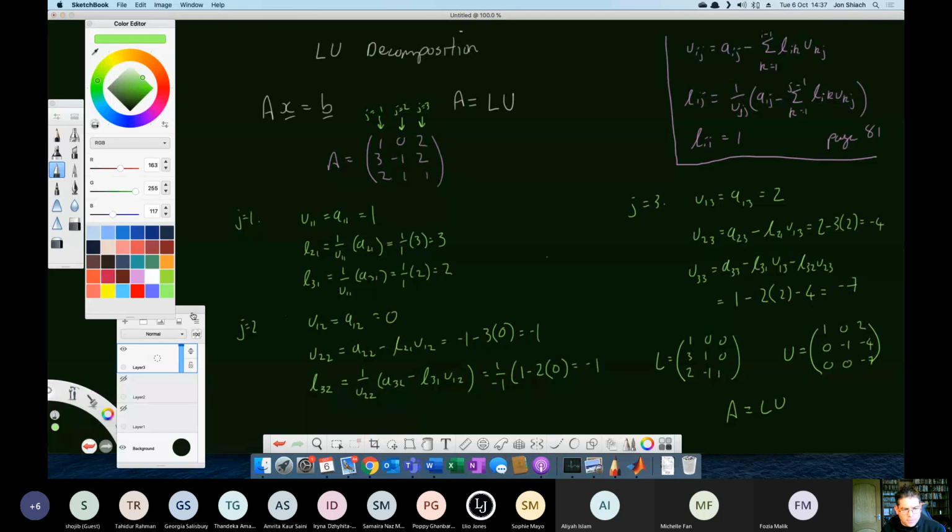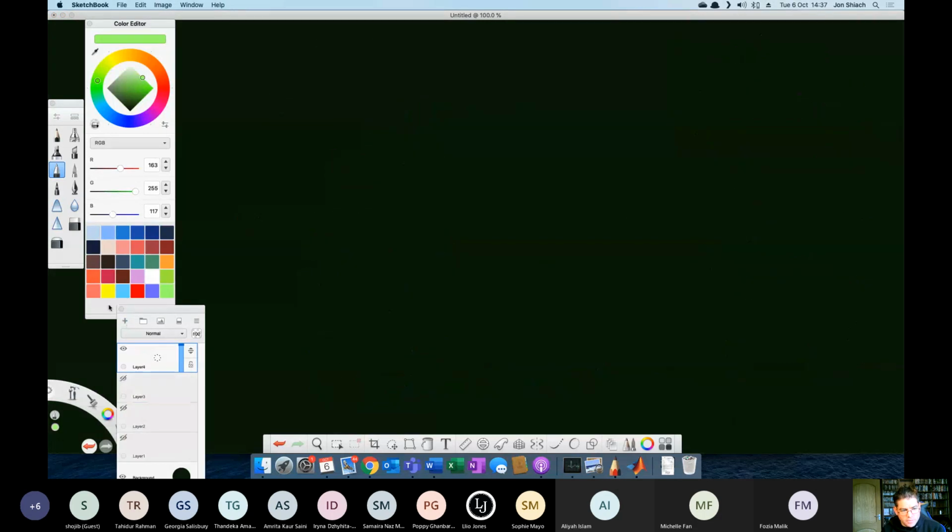I'll show you. The reason we use LU decomposition is for solving our linear systems. Remember we're trying to solve AX equals B. If we can rewrite our matrix A as the product of our two matrices L and U, we have this system. Now what I'm going to do is say let Y be a vector.